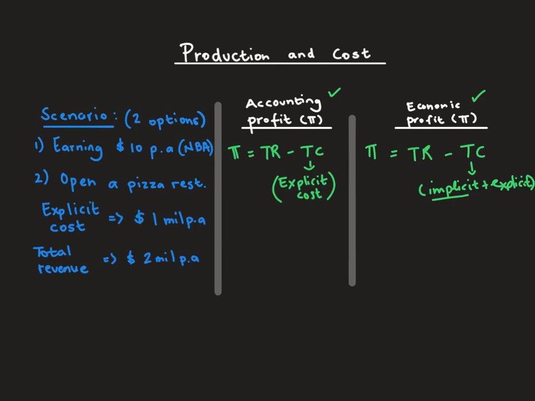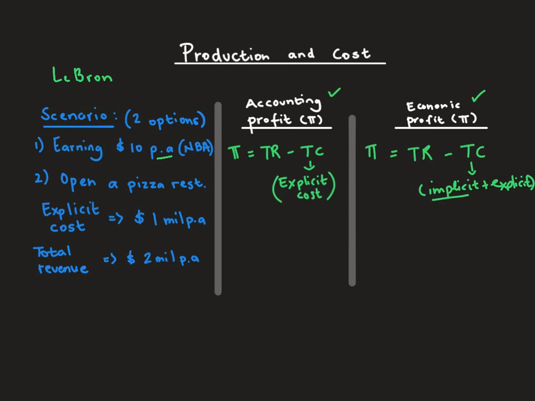Okay, so let's assume we have LeBron James, the NBA superstar, who earns around $10 million per annum. So that's his scenario number one. Scenario number two is that he would like to stop playing for the NBA and rather open up a pizza restaurant. So he approaches you and he asks you, should I open up the pizza restaurant and quit my playing career as a basketball player?